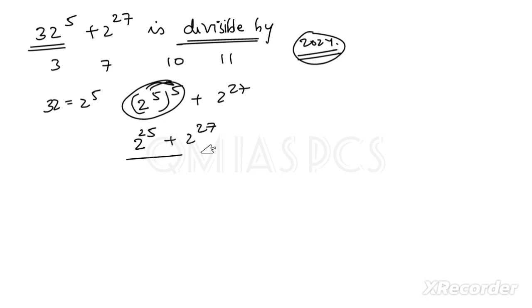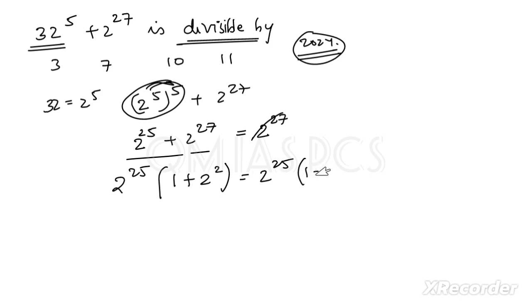Now can we take common from both numbers? Here we can take 25 as common. So here is 1, and this will be 2 power 2. So here is 2 power 25, and this one is 1 plus 4, and here we will have 2 power 25 and this is 5.